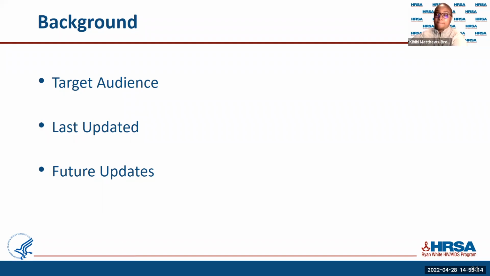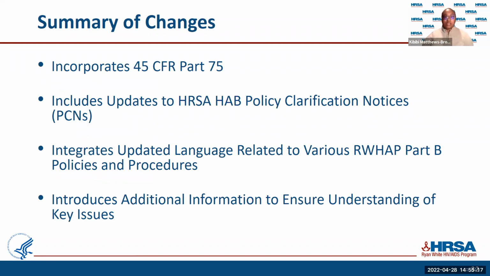So I do want to go through a high-level overview of the summary of changes. As you can see, one of the main changes is that with this manual, you'll now see incorporated requirements set forth by the Office of Management and Budget, which released the Uniform Administrative Requirements, which we at HHS codified as 45 CFR Part 75. So you'll see a lot of reference to that in the updated manual. There obviously have been updates to the HAB policy clarification notices, so it covers all updates or new policy clarification notices that have been released since 2015.